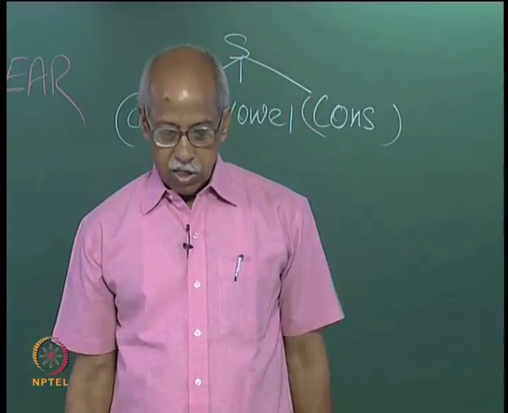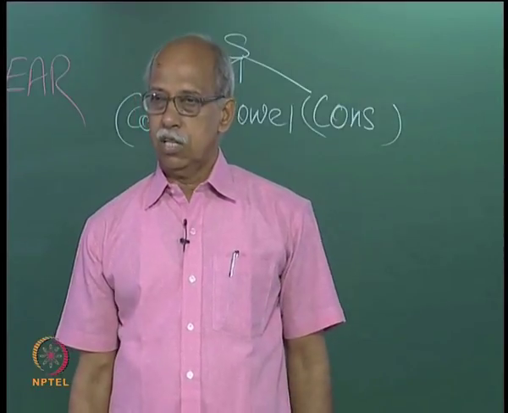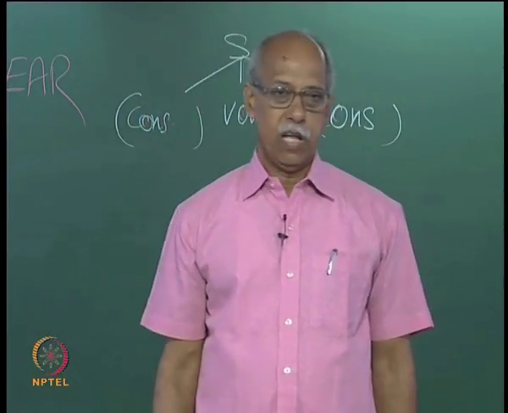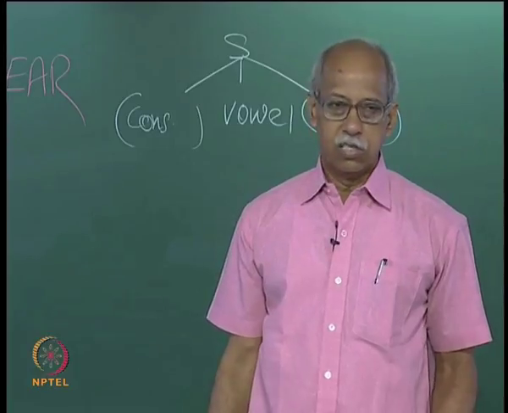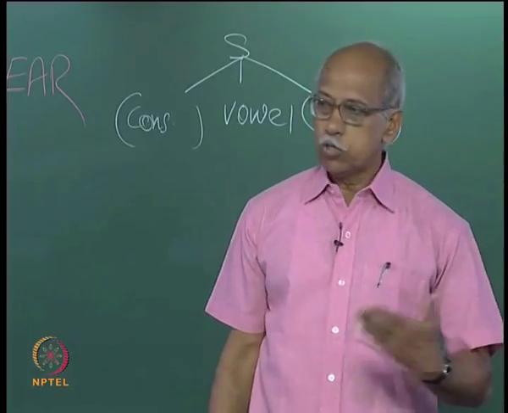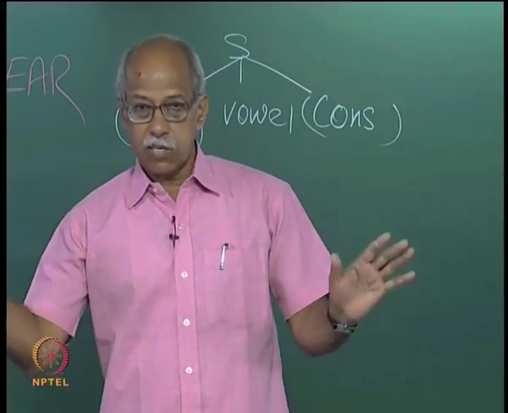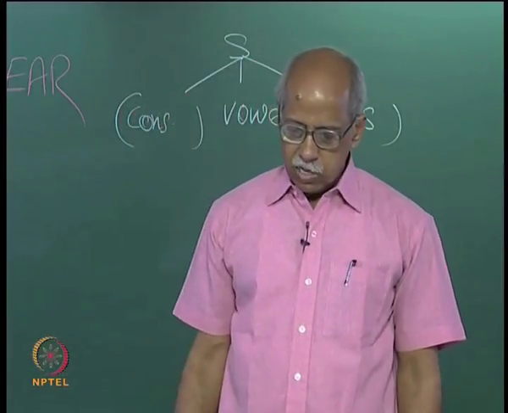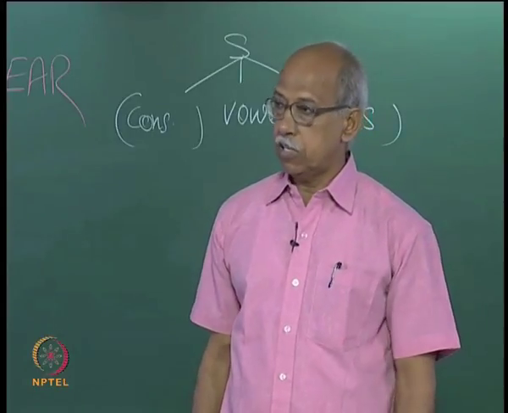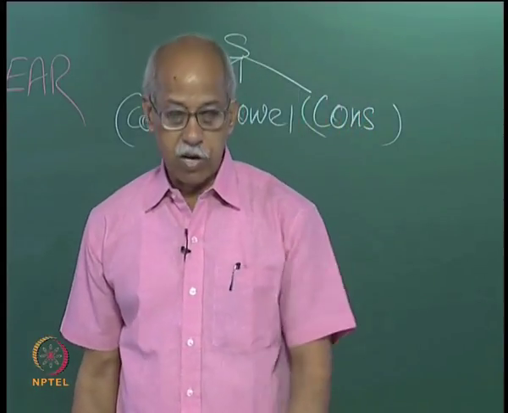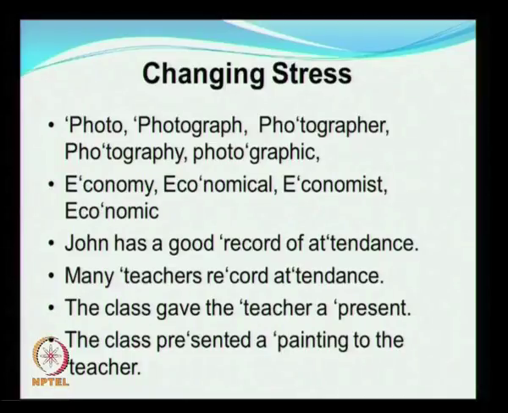Third, the same word used as verb has one kind of pronunciation, and again later used as noun has another kind of pronunciation. Just listen, do not repeat. John has a good record of attendance. What part of speech is record here? Is it a noun or a verb? Noun, because a good record. Okay, it is a noun. So when it is noun, it is record.